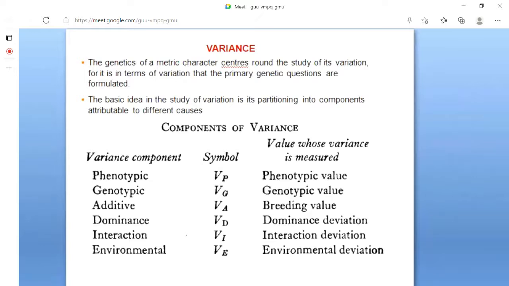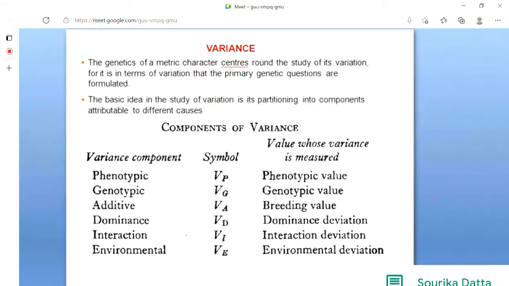Some examples of heritability values, as I told you: for production traits, the heritability value will be medium, and for reproductive traits like conception rate, the heritability value will be low, as you can see, 0.01. For morphometric traits, the heritability value will be high. So high, low, medium, you should remember it.